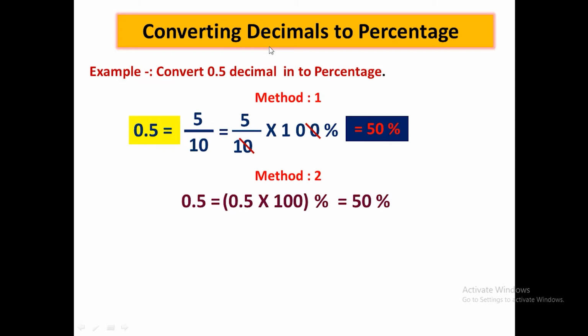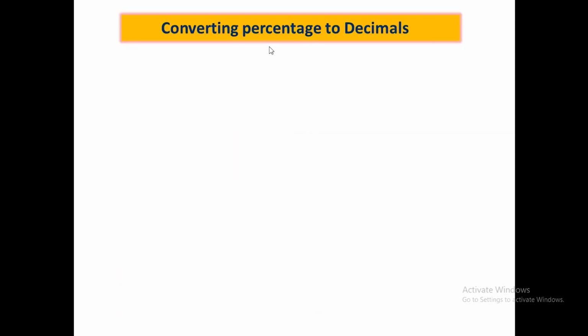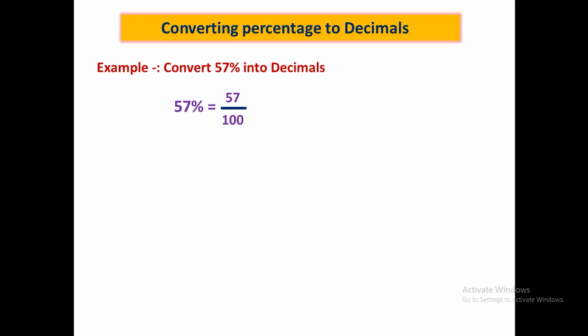Now see converting percentage to decimal. So example, convert 57% into decimals. So to convert a percentage to decimal, we drop the percentage sign and divide it by 100, that is 57 upon 100, and shift the decimal 2 places backwards, that is 0.57. So children, like this we can convert percentage to decimal.